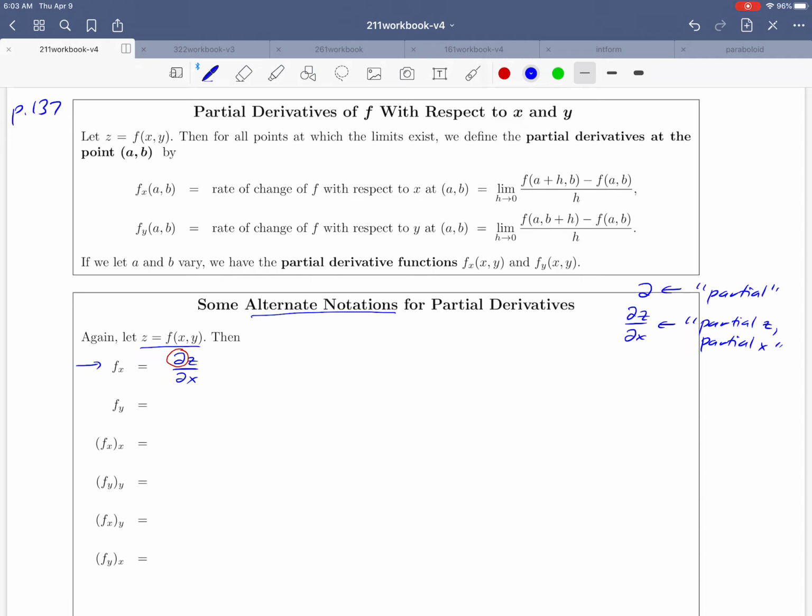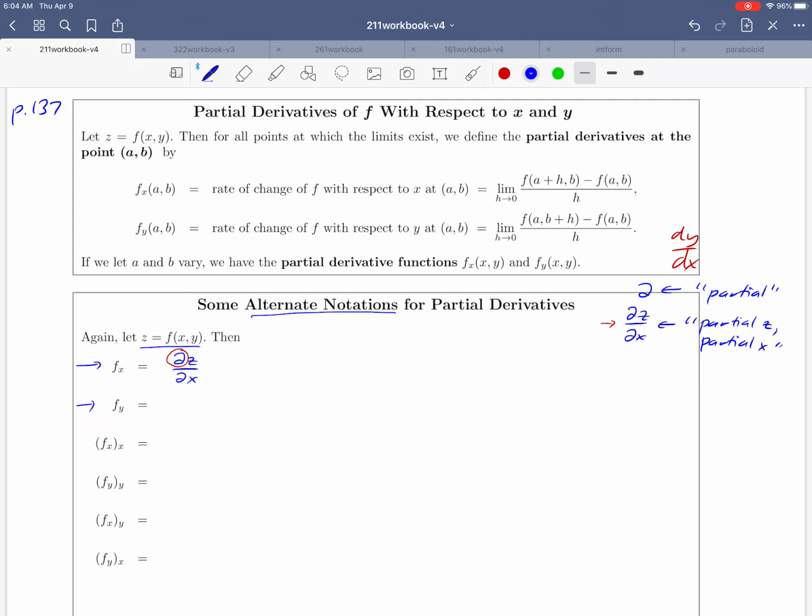It's meant to kind of remind you of the calculus 1 notation that looked like this. dy dx meant derivative of y with respect to x. That's the same idea for partial z, partial x. We use a new symbol just to remind ourselves that we're doing a partial and not an ordinary derivative.